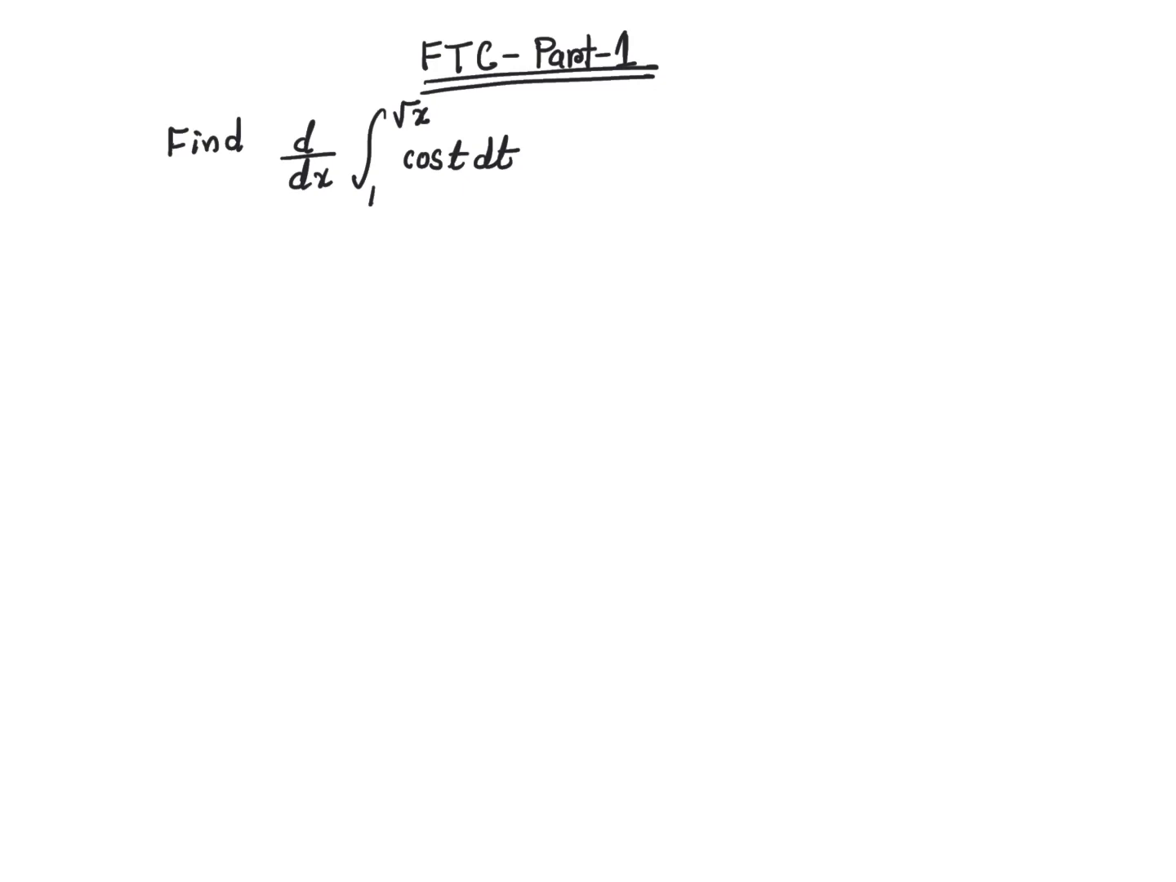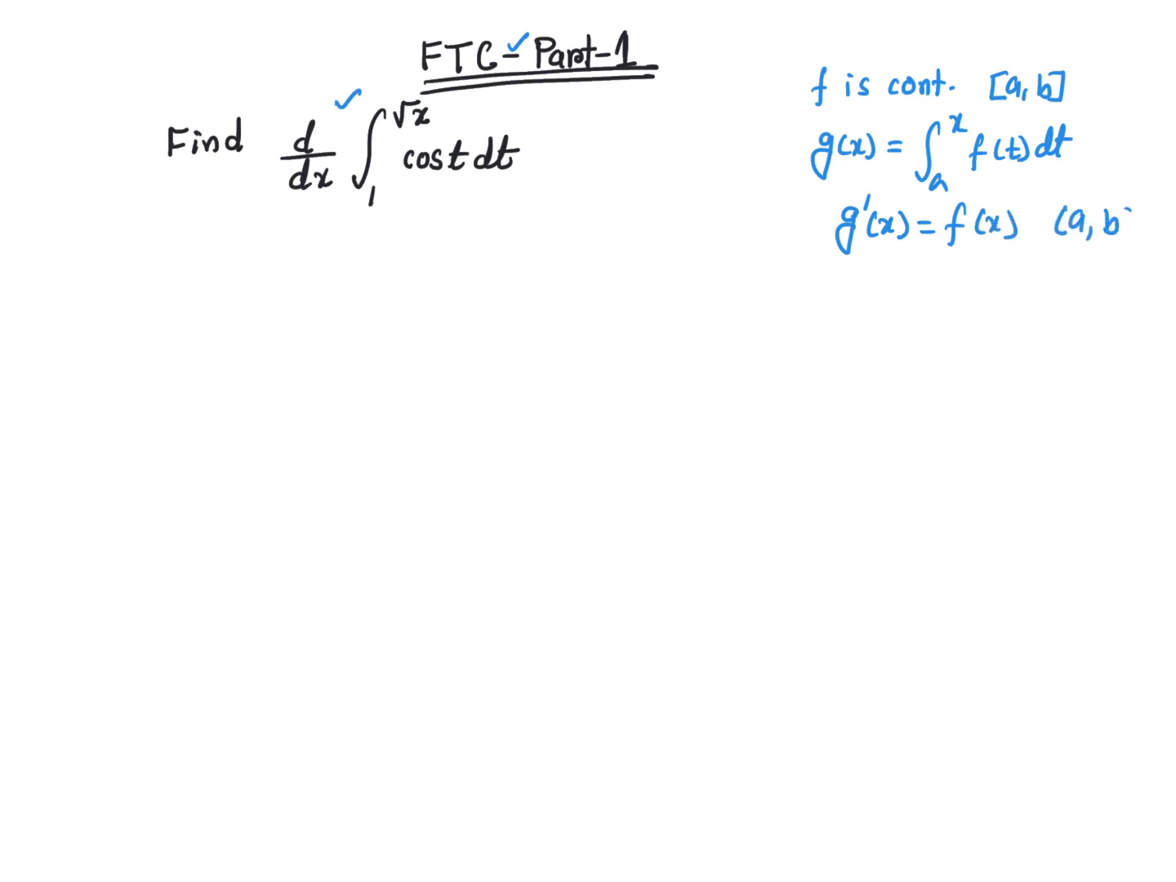In this video, I'm going to use fundamental theorem of calculus part 1 to find the derivative of this function. We know that if f is continuous on some closed interval [a, b], and we define g of x as the integral from a to x of f of t dt, then by the fundamental theorem of calculus part 1, we know that g prime of x is f of x on the open interval (a, b).